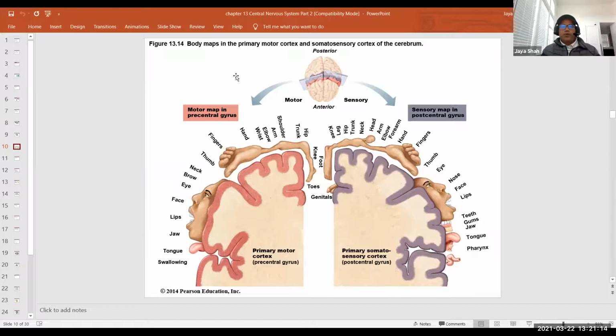Okay, so if you cut the brain, here on the right side you have the sensory area, cut section in the sensory map in the postcentral gyrus. And this is the motor map in the precentral gyrus. And then it is mapped as a small human structure, which is called the homunculus.